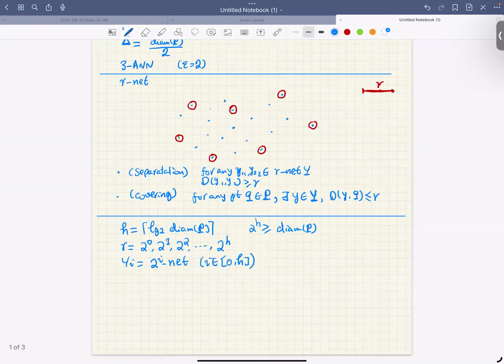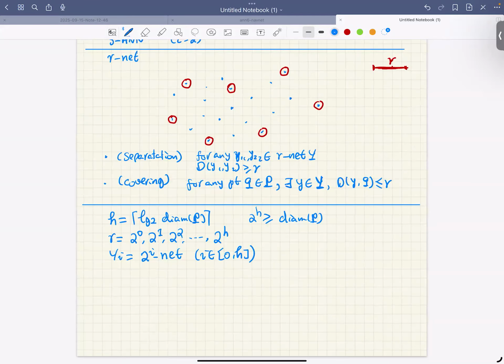Now let's look at these summaries. There are several things we should know. First of all, if I say Y0, what should Y0 be? Y0 is a 1-net of your data set. So you should have points like the circle points, except that this time the covering property says that every point that you have not selected will have to be within distance 1 from some point that you have selected.